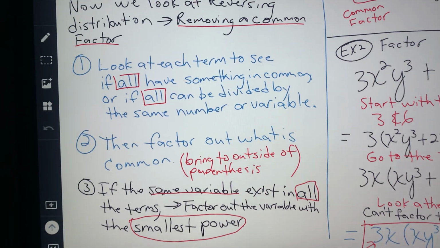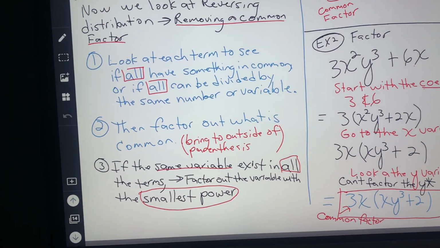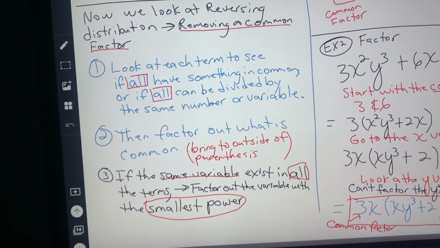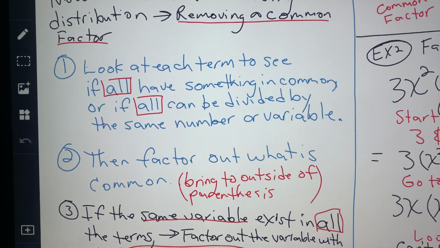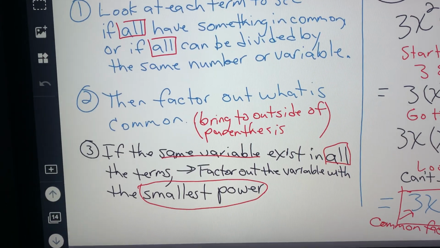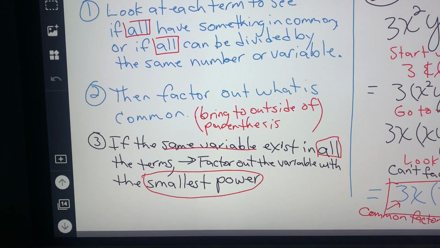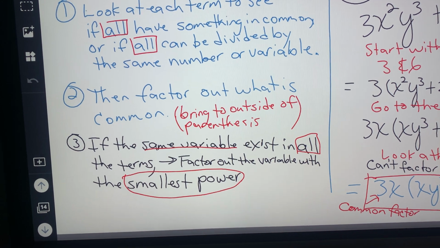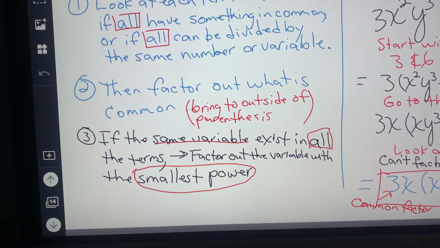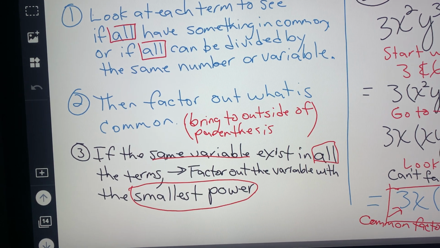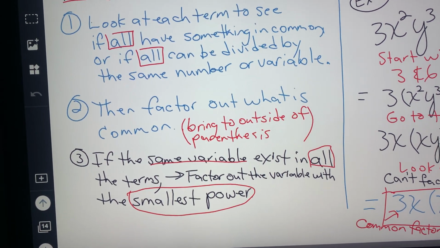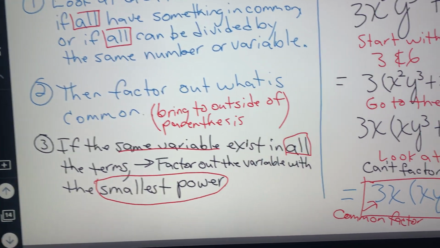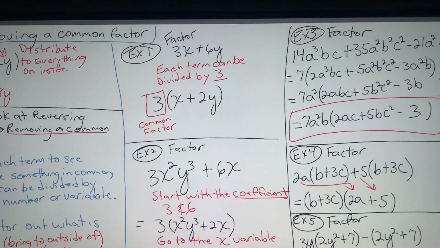So here are the rules here. You look at each term to see if all have something in common, or if all can be divided by the same number or variable. And the second rule, then factor out what is common. Bring it to the outside of the parentheses, that is. And then the third rule is if the same variable exists in all of the terms, then factor out the variable with the smallest power. So let's look at the examples here.